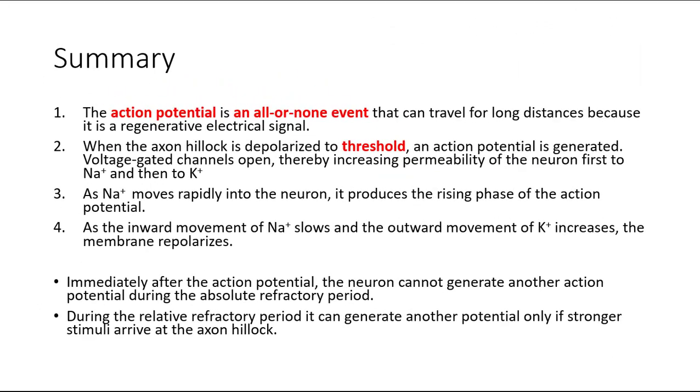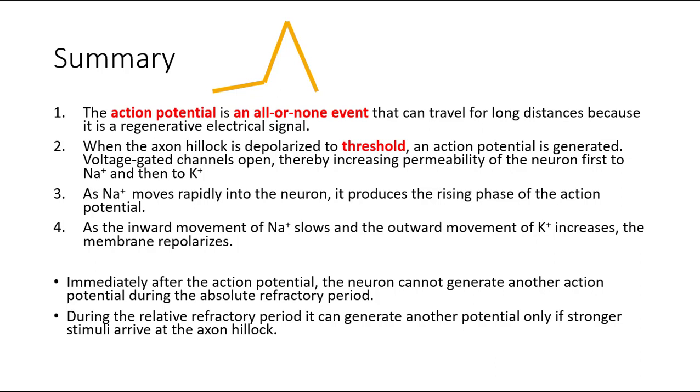In summary, the action potential is an all or none event that can travel long distances because it is a regenerative electrical signal. When the axon hillock is depolarized to threshold, an action potential is generated. Voltage-gated channels open, thereby increasing permeability of the neuron first to sodium and then potassium. As sodium moves rapidly into the neuron, it produces the rising phase of the action potential. As the inward movement of sodium slows and the outward movement of potassium increases, the membrane repolarizes.